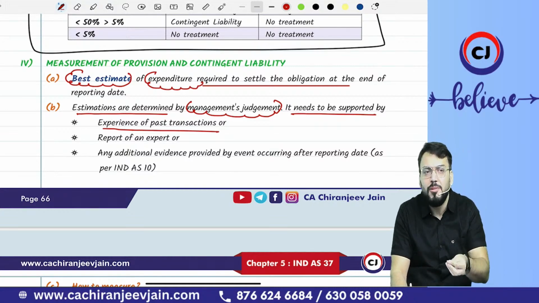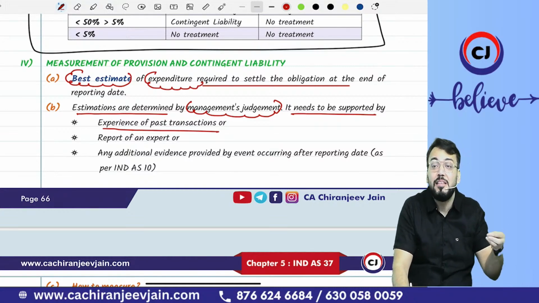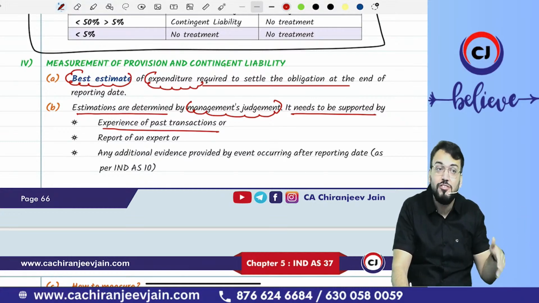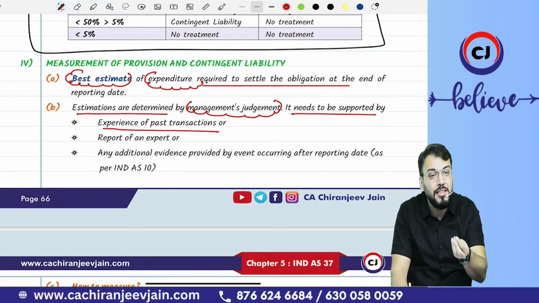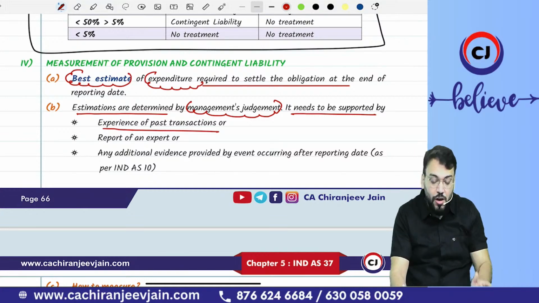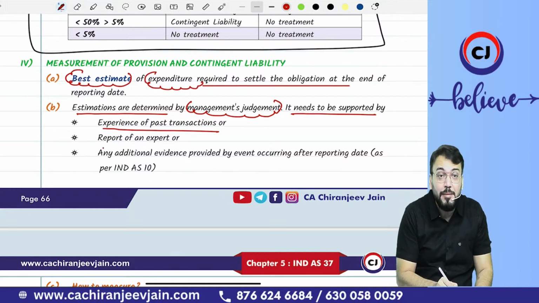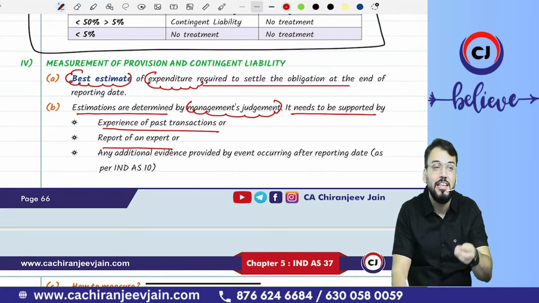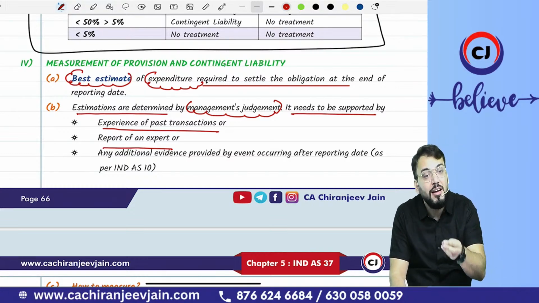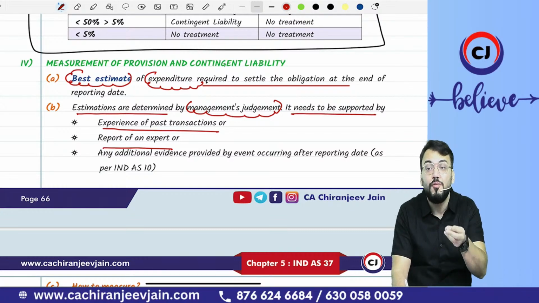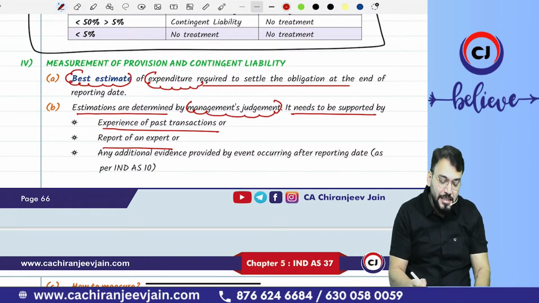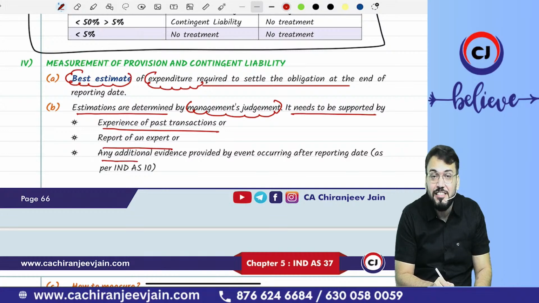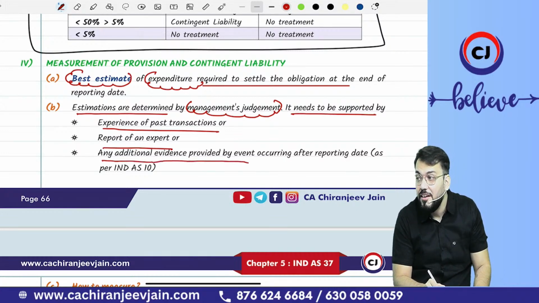It is quite possible in the past year there might be some similar transaction, so based on that similar transaction you can estimate the best amount, or it can be supported by report of an expert. That expert can be either an internal expert or an external expert. Or it can be evidenced by any additional evidence provided by event occurring after reporting date.